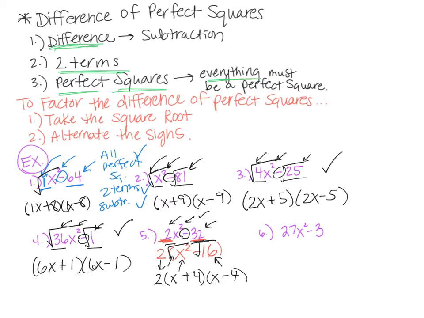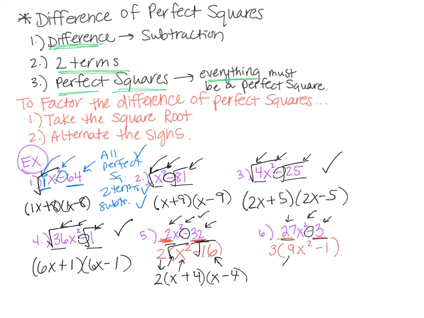So just because they're not perfect in the beginning, make sure you can't get them to be perfect by just finding a GCF. So what about this next one? I've got 2 terms. I've got subtraction. X squared, we're looking good, but 27 and 3 are not perfect. However, what if I divide both of those by a 3? That's going to give me 9x squared minus 1.